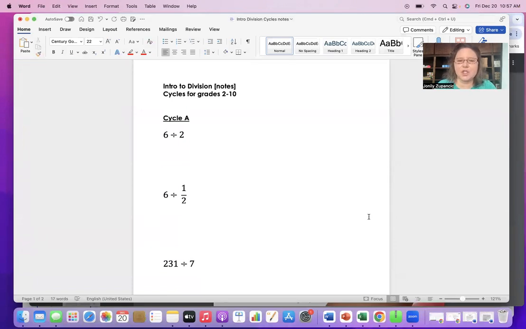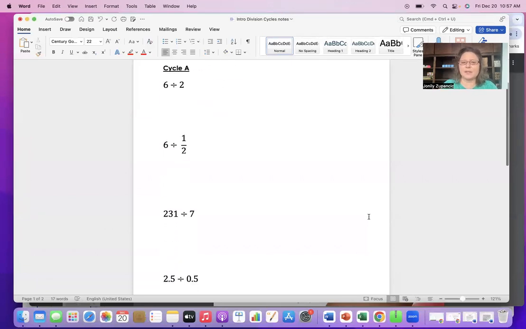This note page is called Intro to Division, Cycles for Grades, and I put grades 2 through 10. This is really appropriate, as I've just talked about, if we use visuals and one-to-one counting manipulatives for kindergarten and first grade. But I want to show you this division cycle, which explains division is counting. And this is the same process no matter what numbers you use. I just did this division cycle with 5th grade, 6th grade, and 3rd grade in the last couple of weeks.